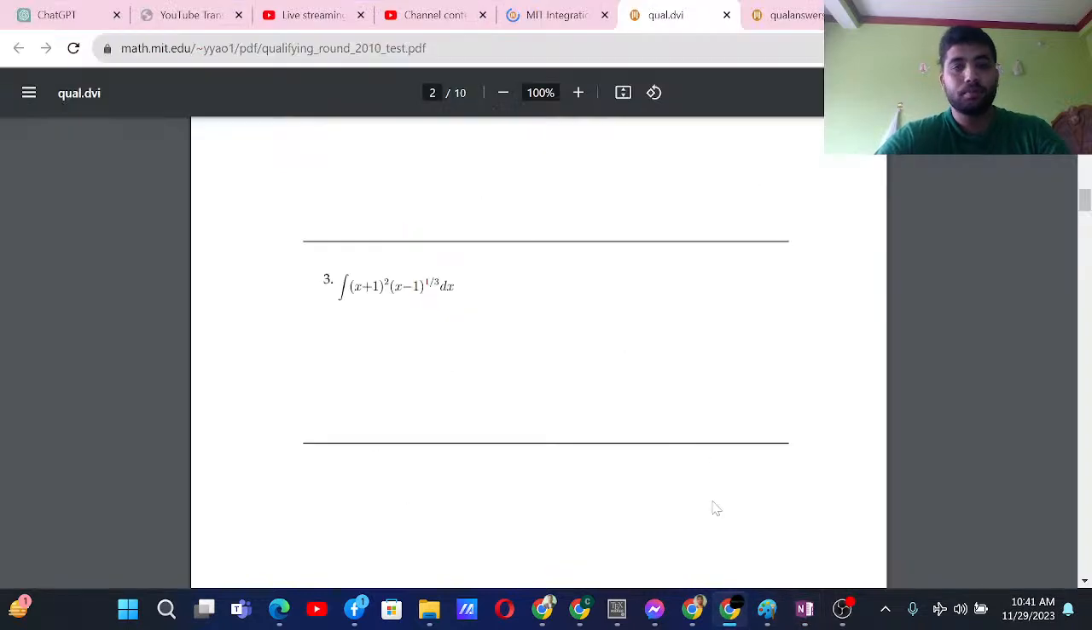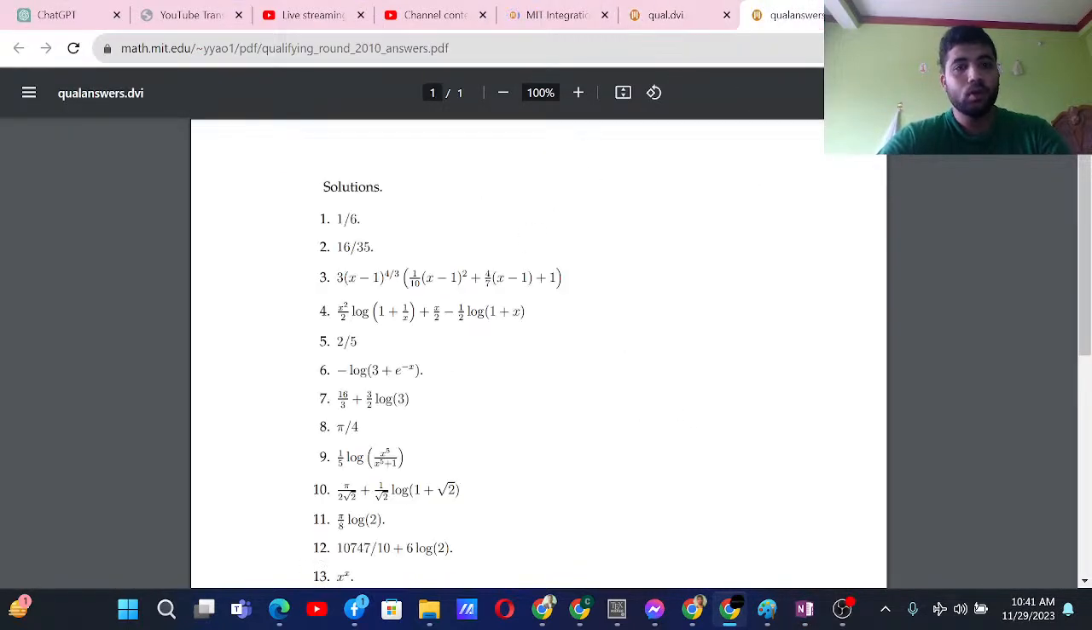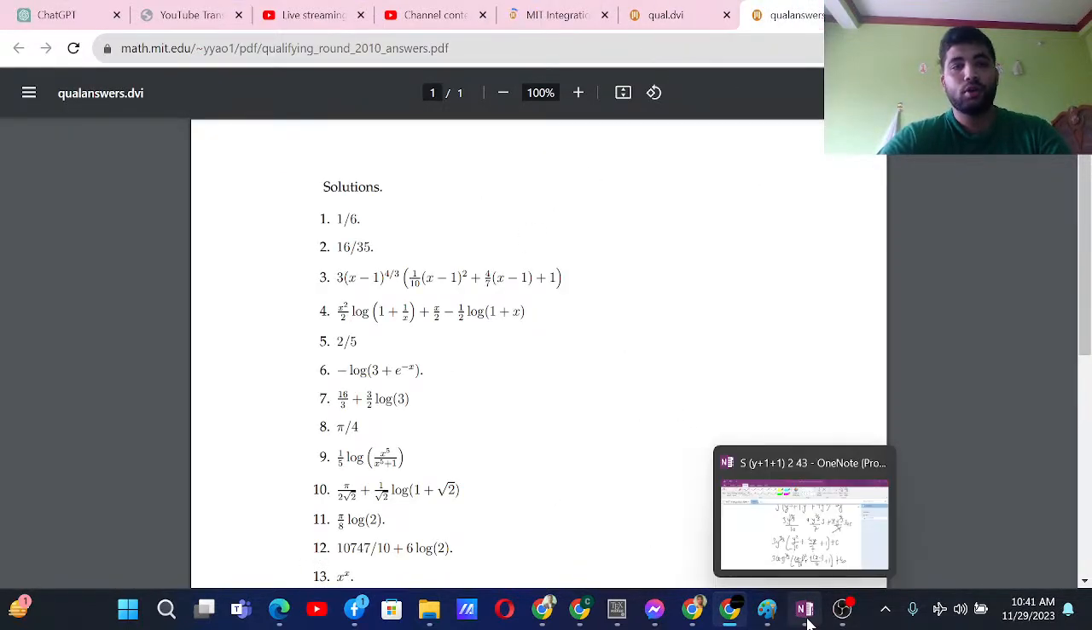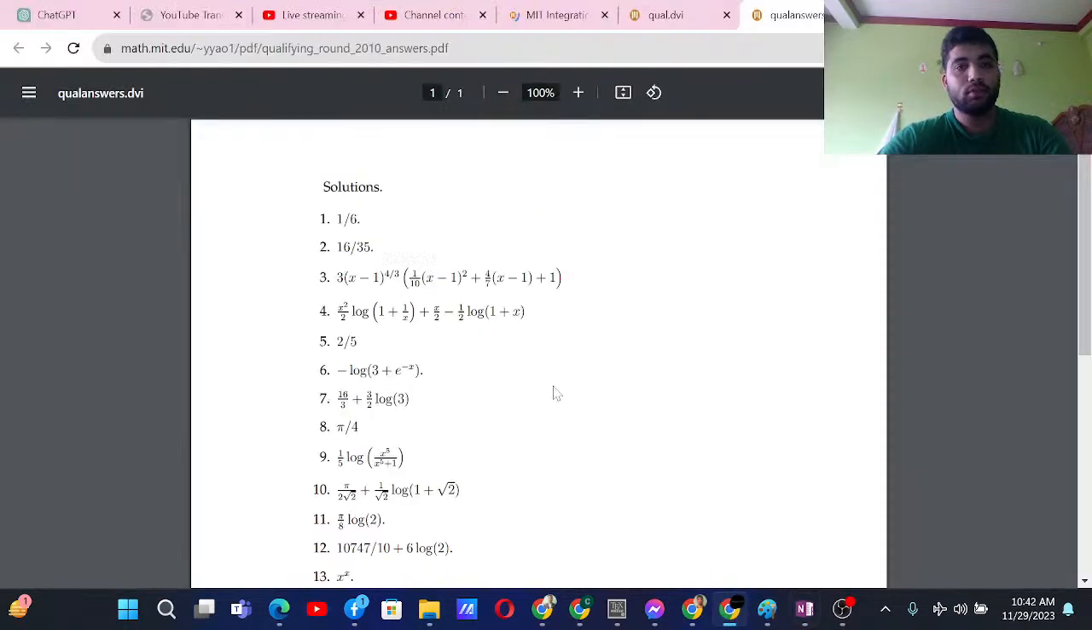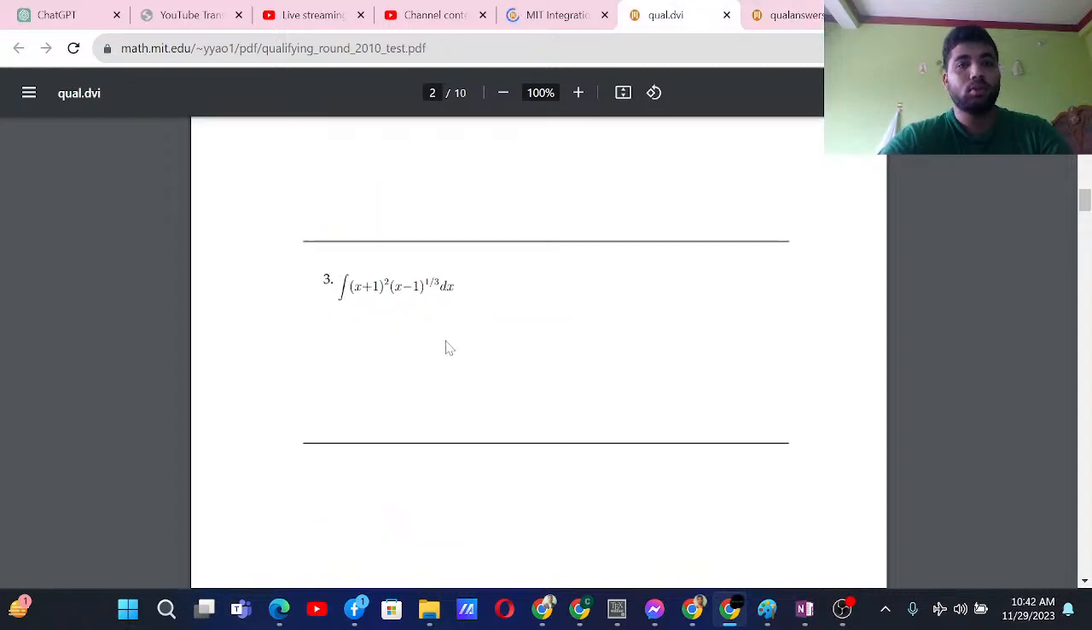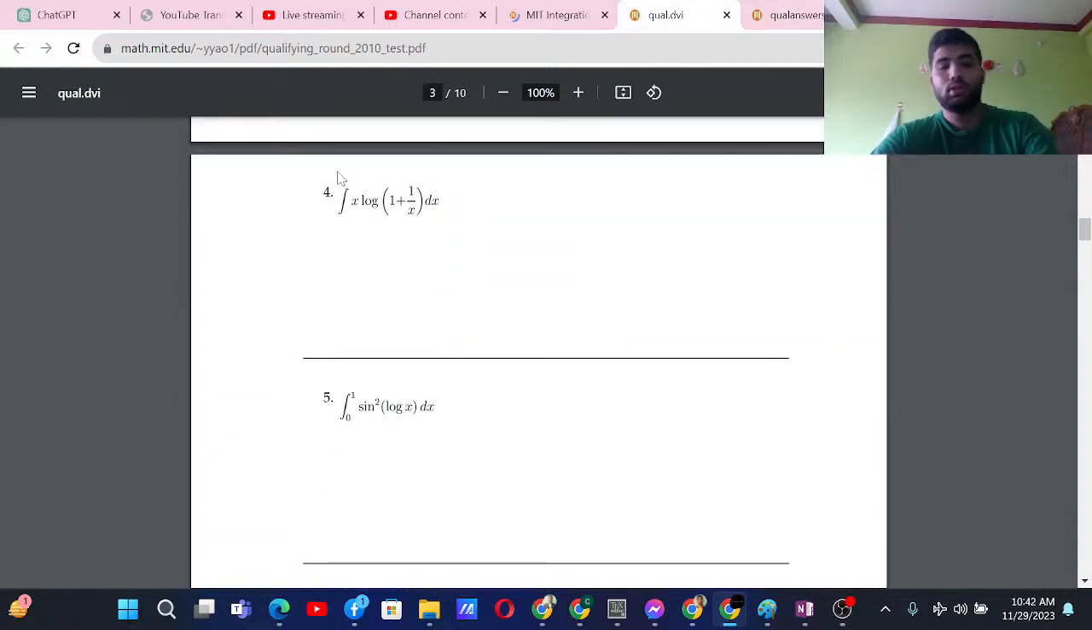Let me check it. 3 (x minus 1) to the power 4 by 3, and then (x minus 1) whole square by 10 and 4 by 7. Yeah, 4 by 7. Yeah, that's it. Let's go to the next one. This integral.